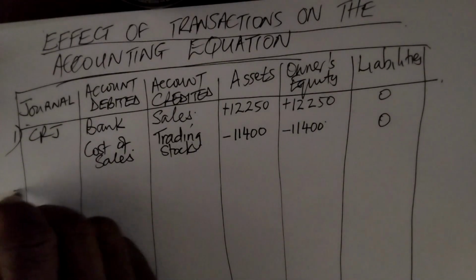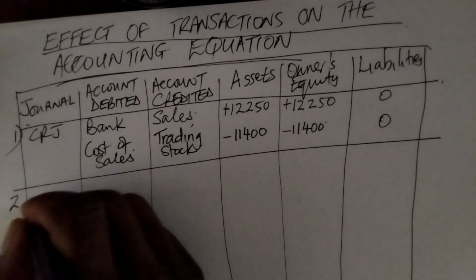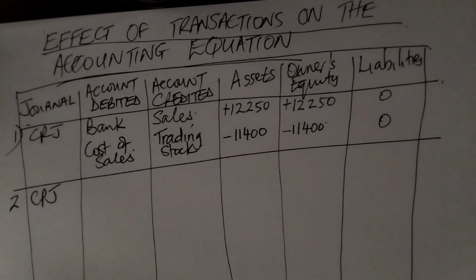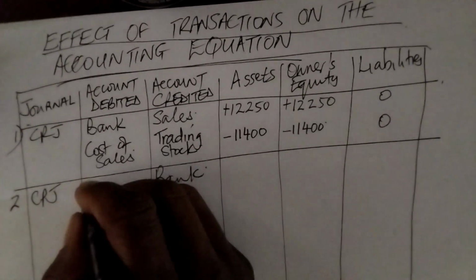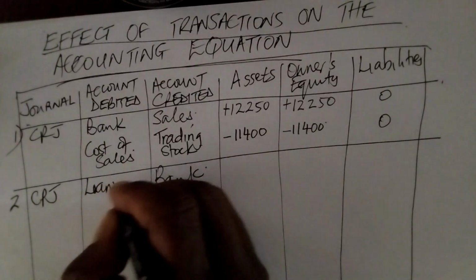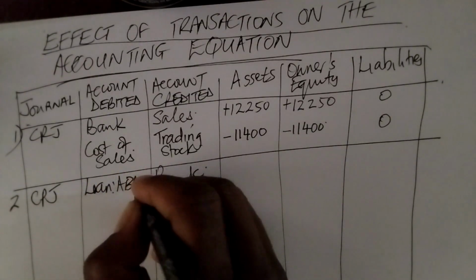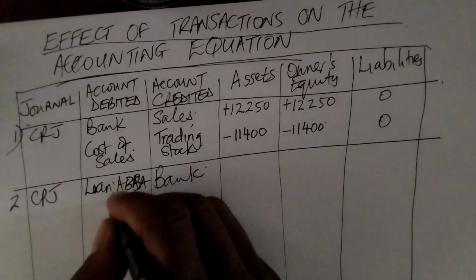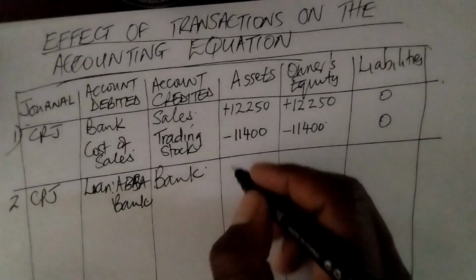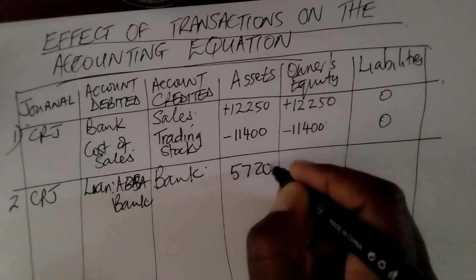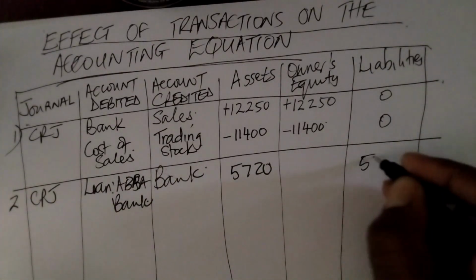So with this second transaction here, I'm going to use my CPJ because I'm making a payment, but the bank is decreasing, which means my loan goes to the debit side, ABA Bank. Bank is an asset, so you're going to have 5,720 there. Loan is a liability, you're going to have 5,720.